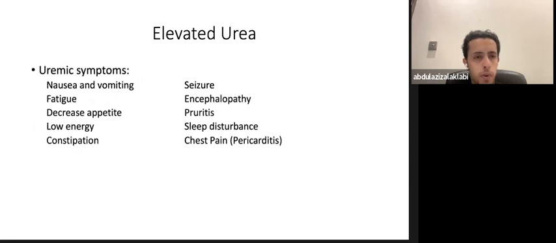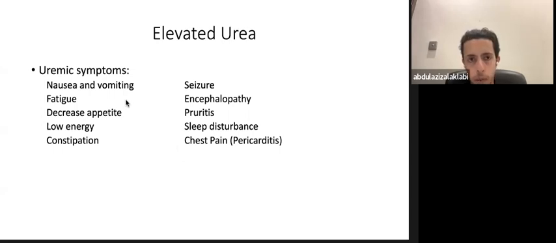We went over these symptoms beforehand. So nausea, vomiting, fatigue, decreased appetite, low energy, constipation, seizure, encephalopathy, pruritus, sleep disturbance, chest pain. These are all common symptoms of increased uremia. So pruritus, very common symptom. They're very itchy. You have itchy skin. Chest pain, it can cause pericarditis, uremic pericarditis, as you've learned before in your CVP block. Nausea, vomiting. These are all symptoms of uremia.